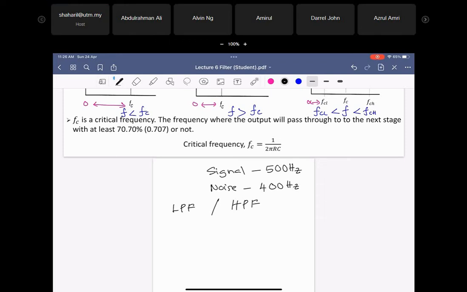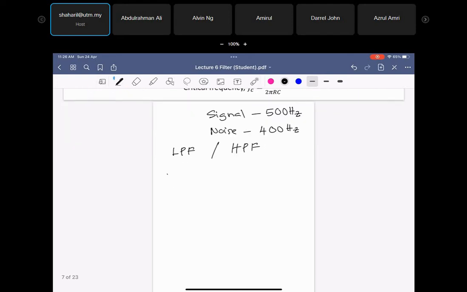What do you think? I give you some clue. Low pass filter. Yeah, Najmul said low pass. Johnny also said low pass. Okay, good. We look into that.